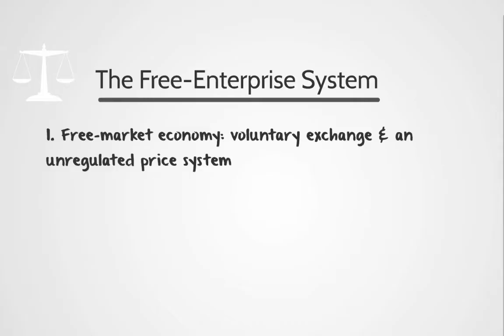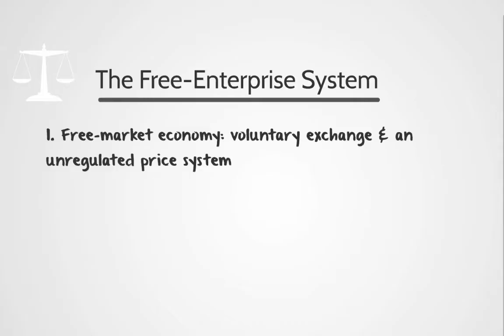The second key component of a free market economy is an unregulated price system. In a free economy, resources are allocated, that is, directed to particular needs and wants, based on prices, and prices ensure that all the resources in the economy are directed to their highest valued use.